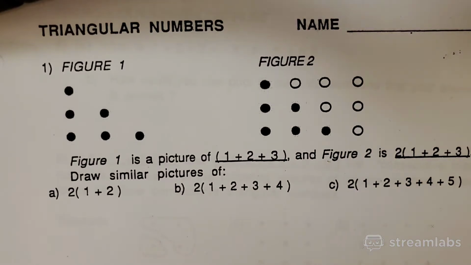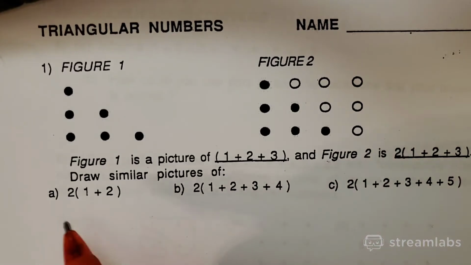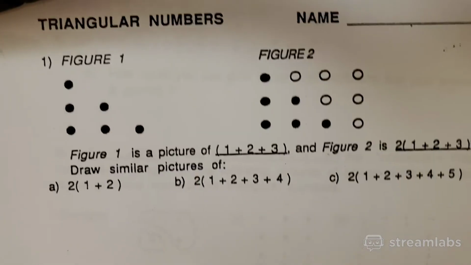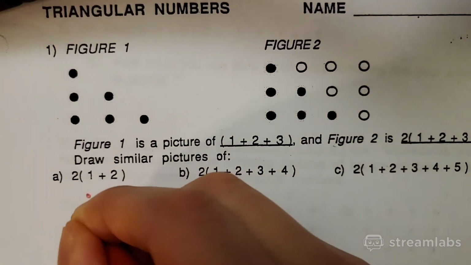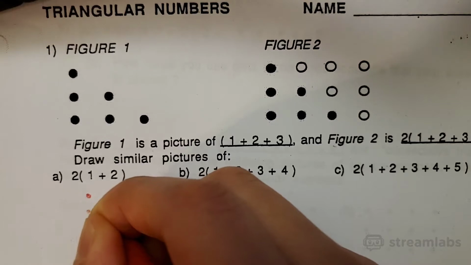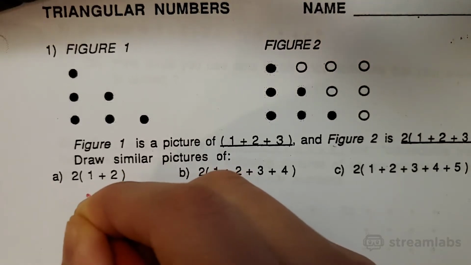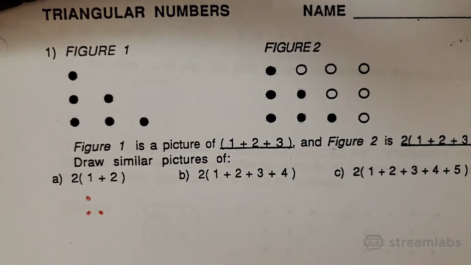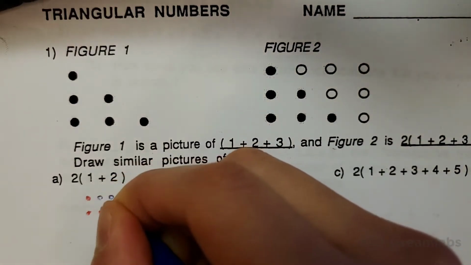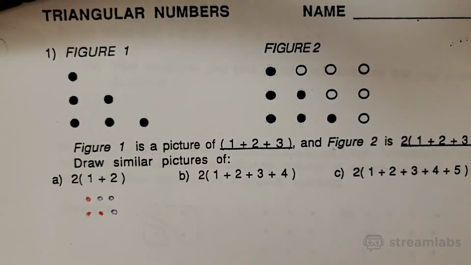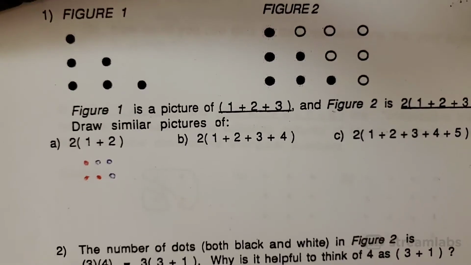Okay. So, can you draw a similar picture of 2 times 1 plus 2? So, for example, 1 plus 2 is like 1, 2, right? But you have 2 times them. So, I'm going to do 2 different colors. Kind of like this. Okay.